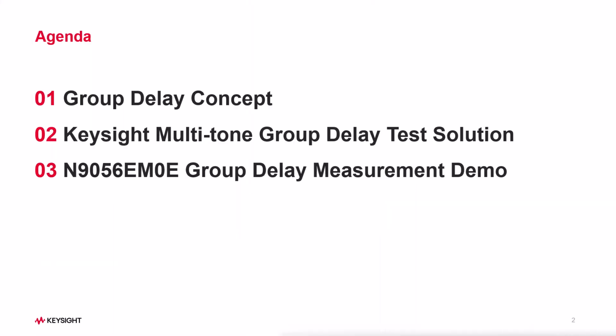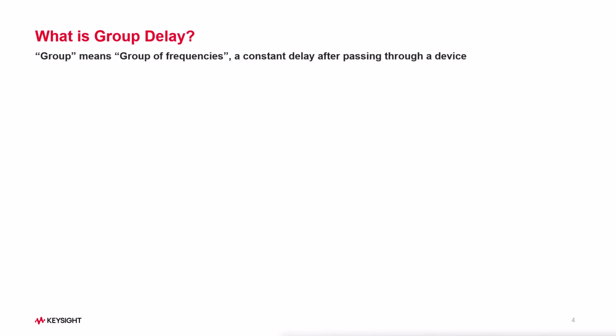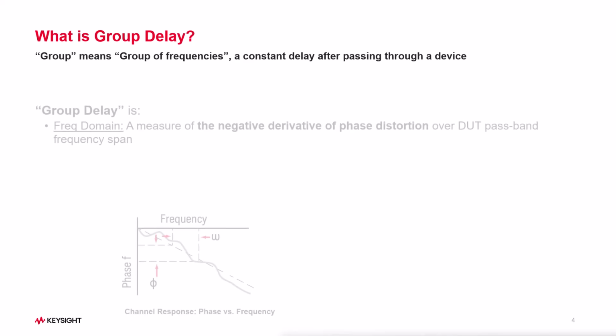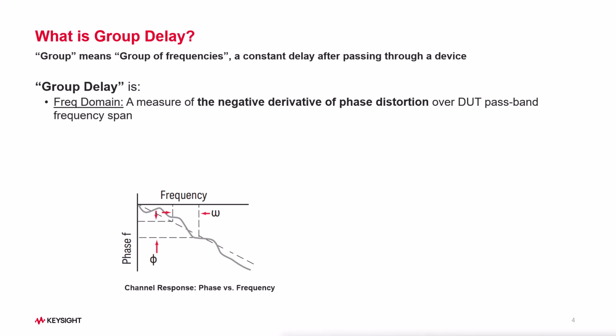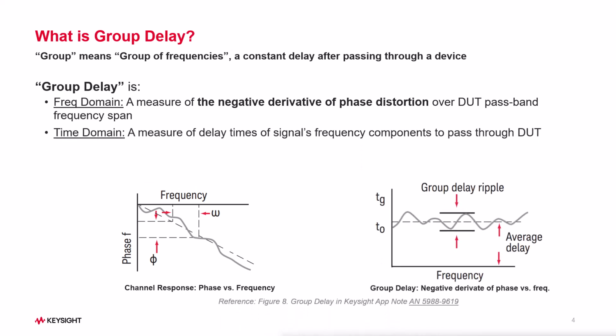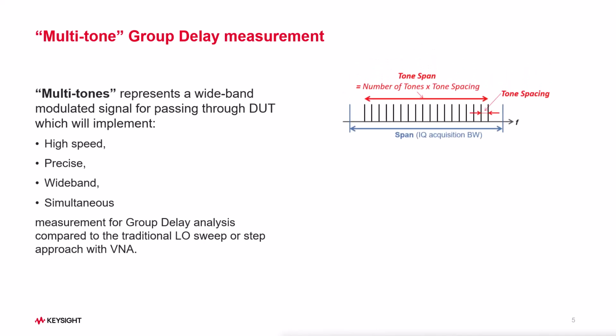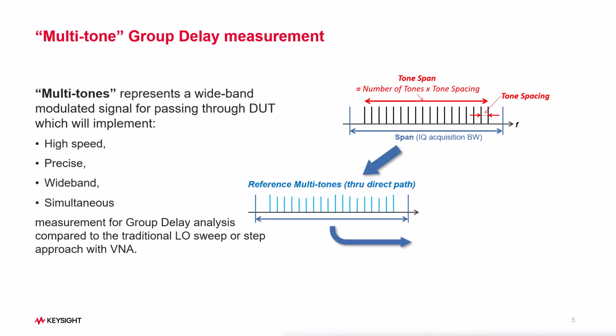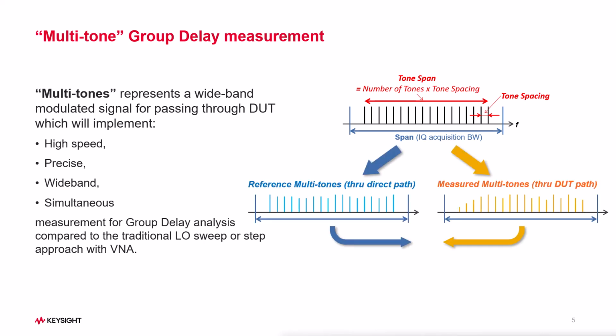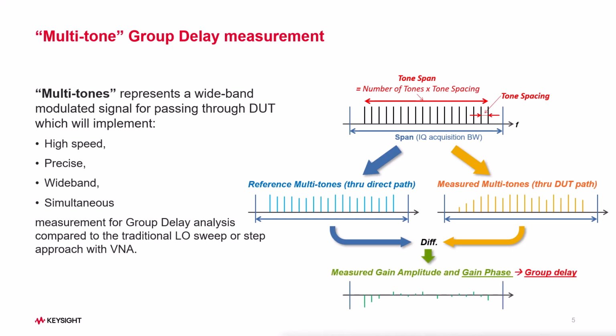Let's get started. Group delay measures how much the phase of a signal gets messed up when it passes through a device, or in the time domain, it is a measure of the delay time. Using the multi-tone method for the group delay measurement is faster, more accurate, and can test wideband than before. So this method involves generating a multi-tone signal passing through both the device path and a reference path individually. The calculation then involves determining the difference in the gain amplitude and the gain phase.